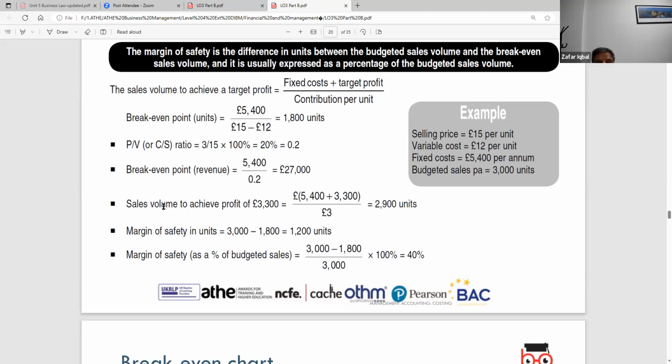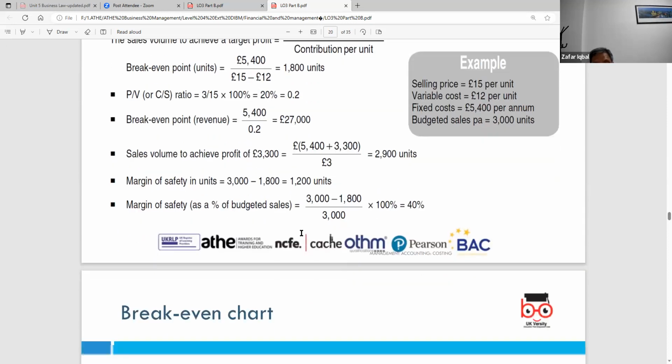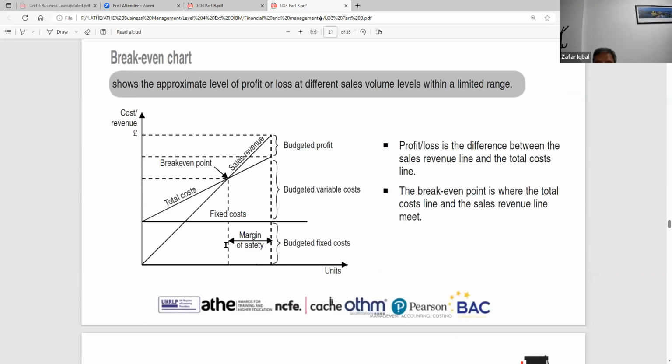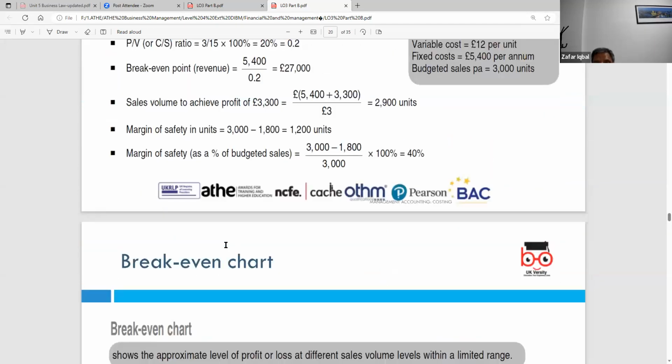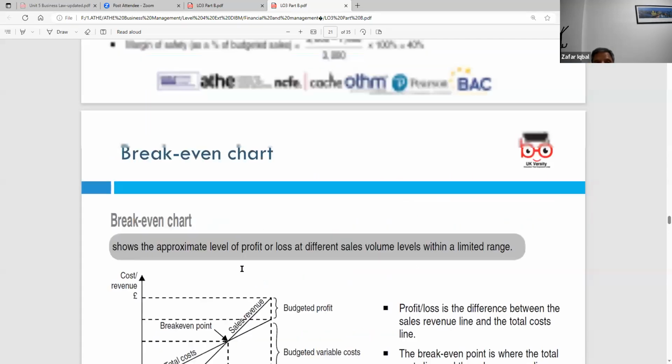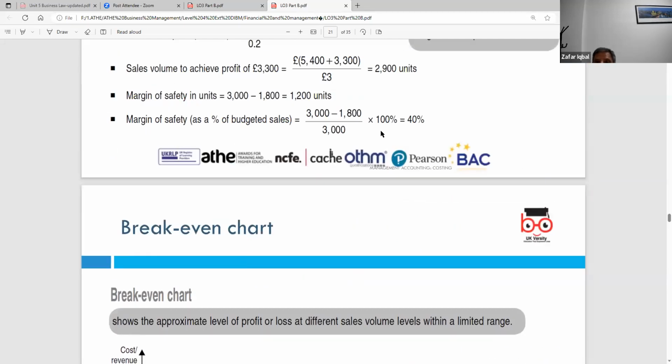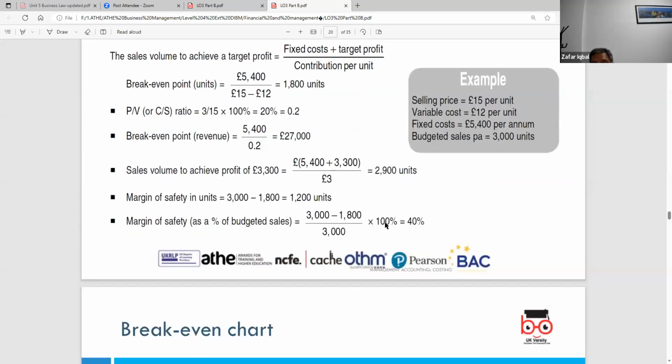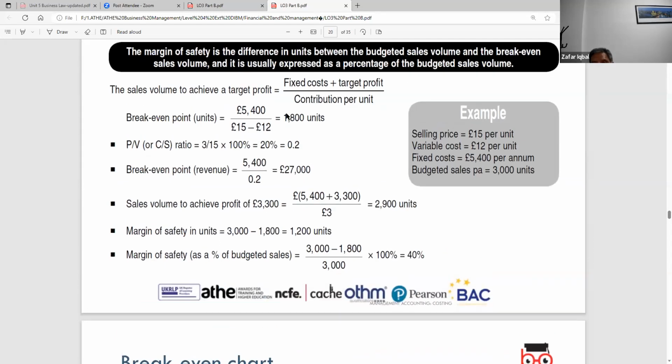Now the margin of safety is 3,000 minus 1,800, which is 1,200. So this can be the margin of safety here, 3,000 minus the 1,800. The gap between both of these is 1,200 units. That's known as the margin of safety. And the margin of safety is important as 1,200 units as a percentage of total sales. So 1,200 units of total sales of 3,000 will give you 40%.